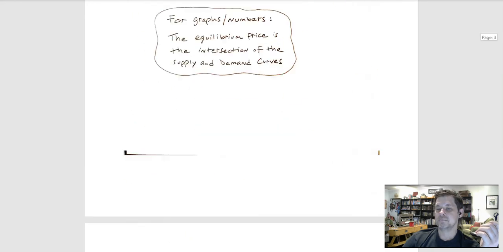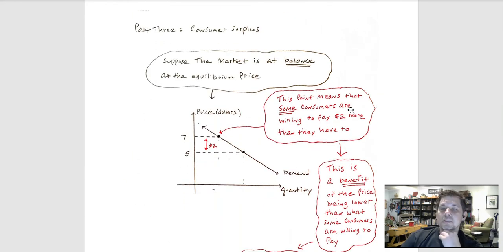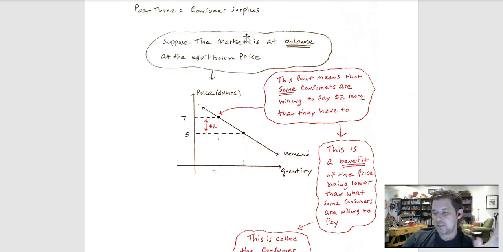Okay, so here goes. Consumer surplus. Now, suppose that we have our market and it's at balance at the equilibrium price. So let's say like right here, this point is the equilibrium price. Okay, so the price as it exists on the market is $5, the equilibrium price. Okay, now here's a consequence of that beyond what I've talked about so far.